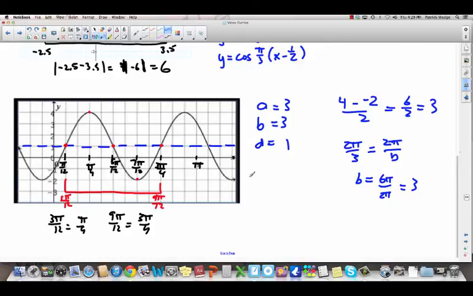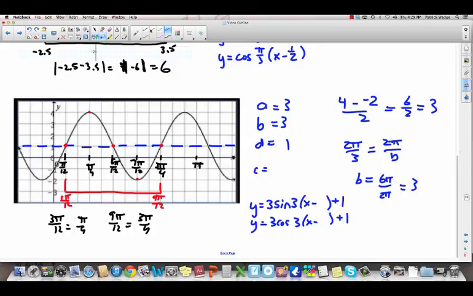Okay, we are now ready to write almost the entire equation. We have y equals a, which is 3, sine b, which is 3, x minus something, and then plus 1. And we'll have the same thing for cosine. Y equals 3 cosine 3 x minus something plus 1. All we have to do is figure out our c values.